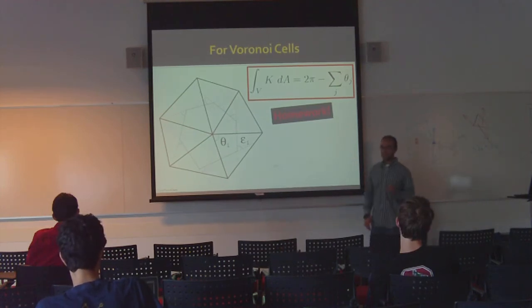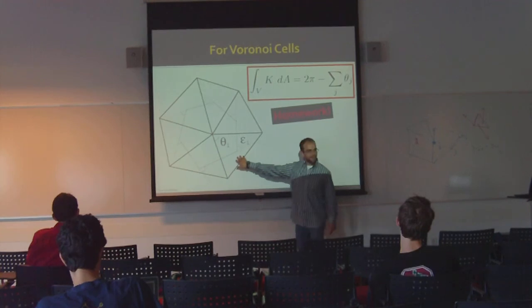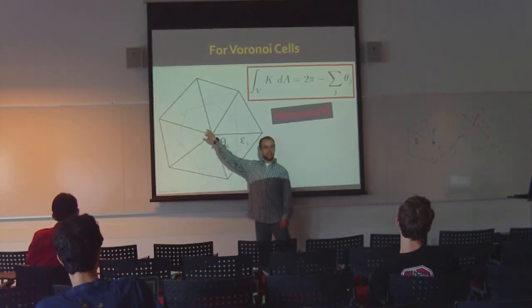Thankfully for us, what does this mean? This means I drew this pretty cell on my triangle mesh, but I never actually have to find these points, right?